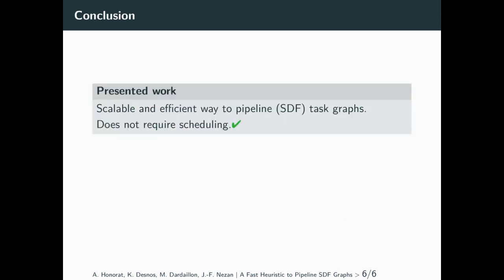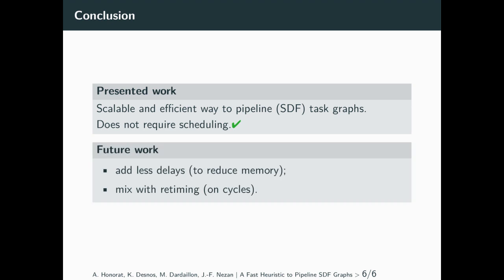Finally, we have provided a scalable and efficient heuristic to pipeline SDF graphs as well as regular task graphs. Our heuristic is a standalone optimization. It does not involve any scheduling process. However, some of our experiments have shown that the amount of memory required to execute the application may dramatically increase due to the delays. Thus, future work is to reduce the amount of added delays by breaking data dependencies of only a subset of the multiple task executions. Also, it would be good to mix our heuristic with retiming algorithms, especially to benefit from delays located on cycles.